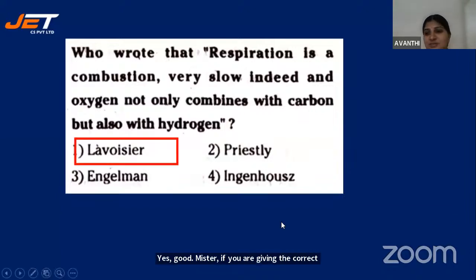It is Lavoisier. Lavoisier gave the statement. Actually, respiration is a combustion, but it's a slow process. Combustion involves oxygen, the burning. It's a kind of breaking process, but it mostly involves only oxygen, in the presence of oxygen.